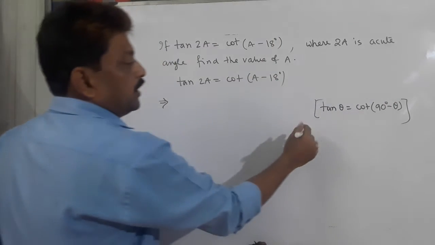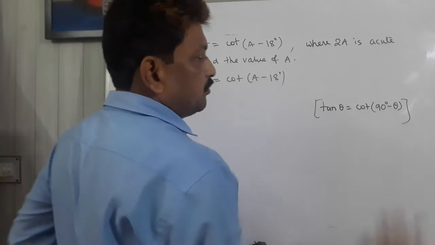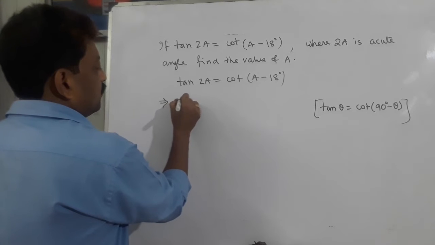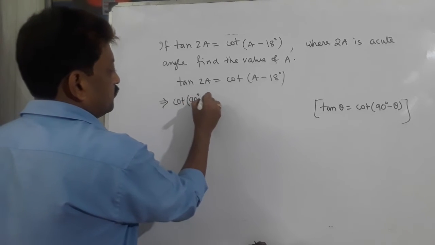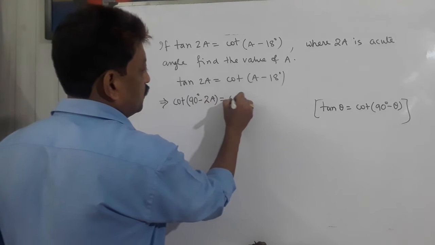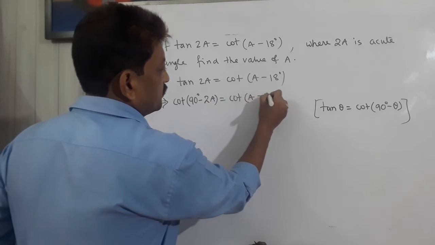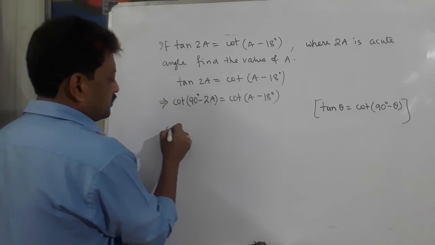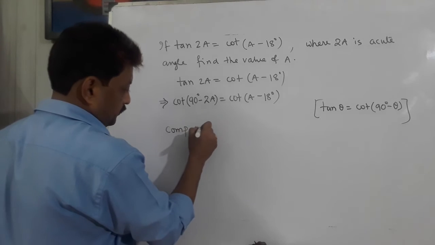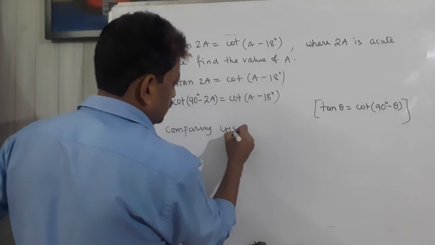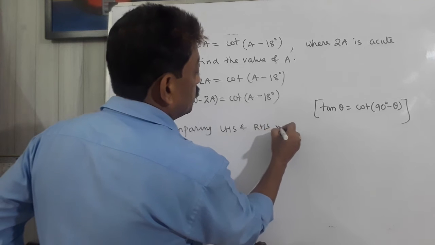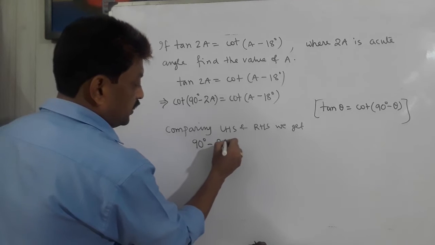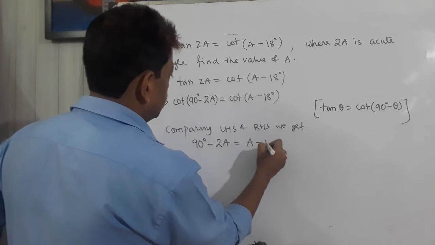So we can use the formula. In place of tan theta, I can write cot of 90 degrees minus theta. That is, in place of tan 2a, I can write cot(90 degrees minus 2a) equals cot(a minus 18 degrees). Now again, by comparing the LHS and RHS, we get 90 degrees minus 2a is equal to a minus 18 degrees.